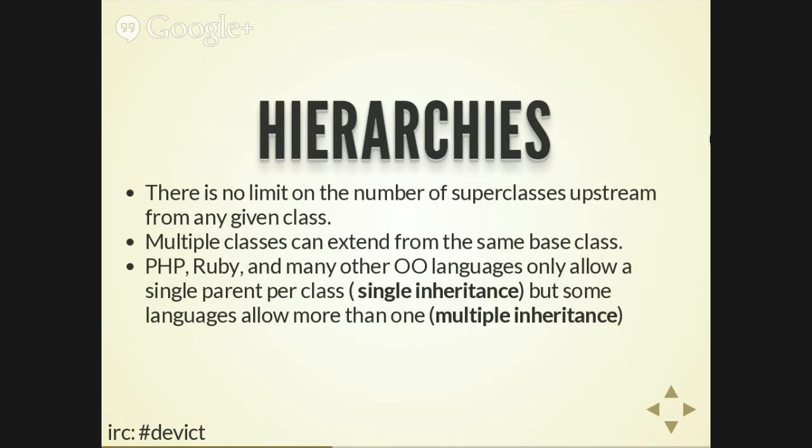Another thing is that multiple classes can extend from the same base class. So I mentioned my son Carter, right? I have another son, Kel. Kel and Carter extend from me, like they inherit my properties and types. PHP, Ruby, and a lot of other languages will only allow a single parent per class. This is referred to as single inheritance. Some languages actually allow you to extend from multiple classes, multiple inheritance, which can get into some tricky situations.